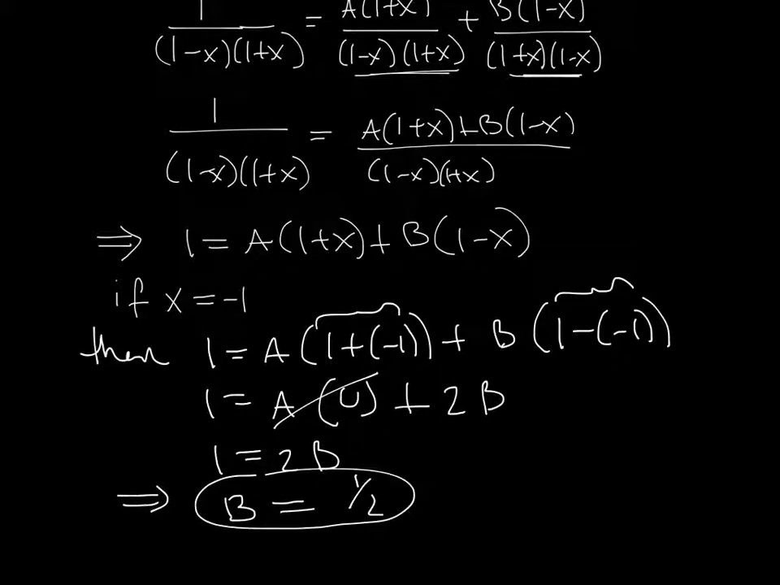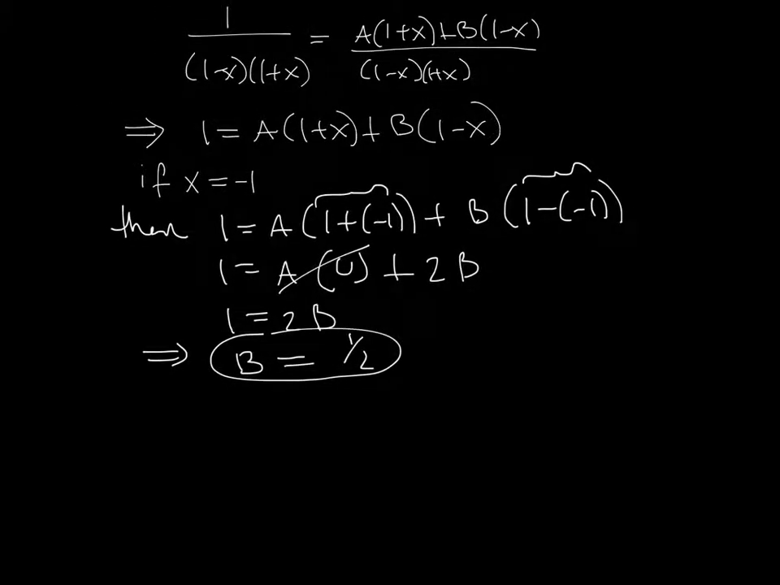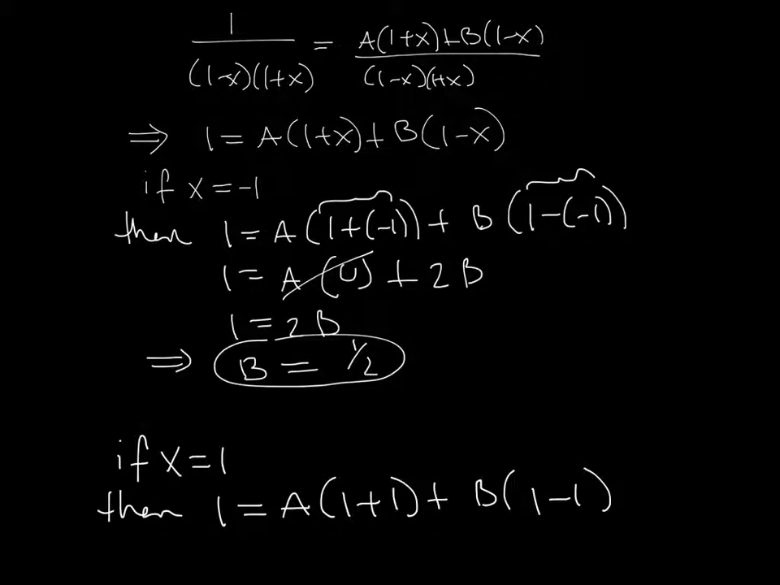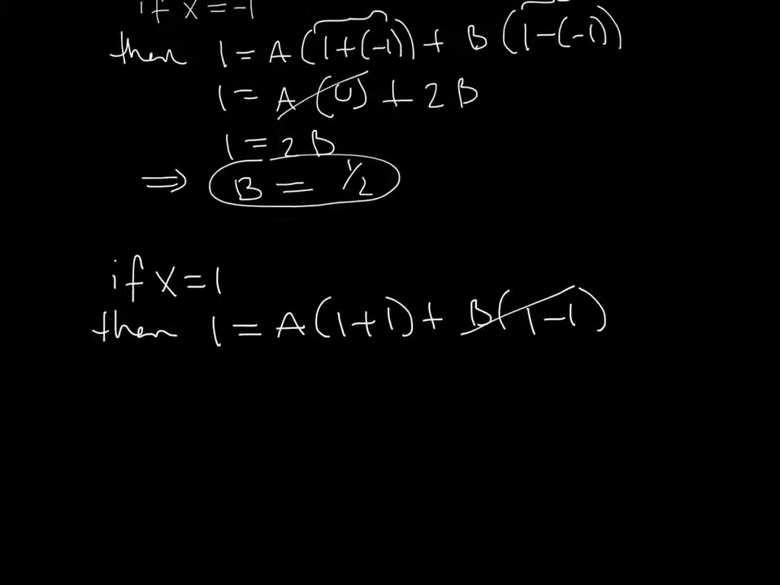So that's one coefficient. Now to find the other one, what about if x is 1? So if x is 1, then 1 equals, and again, I'm just substituting my x values here. So 1 equals a times 1 plus b times 1 minus 1, right? So in this case, this is eliminated. And we are left with 1 equals 2a, and so again, a is also 1/2.